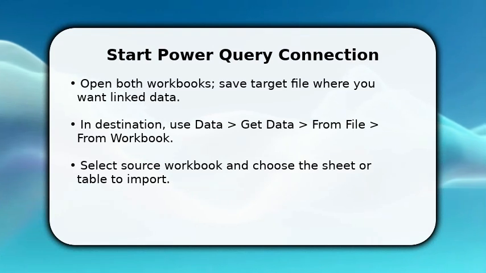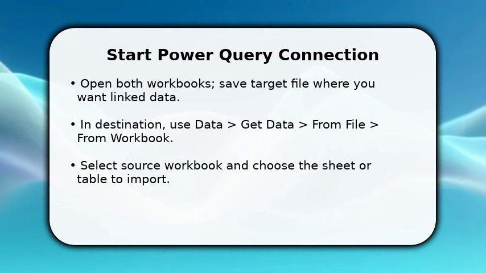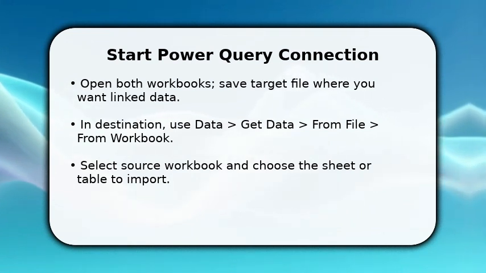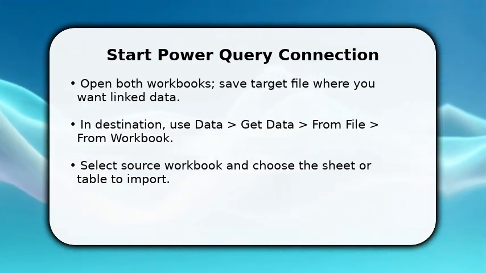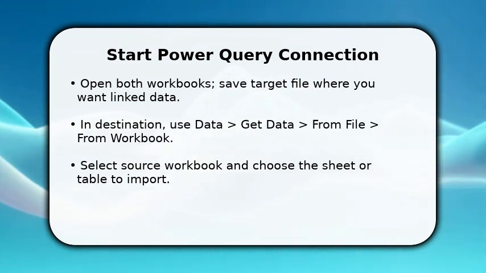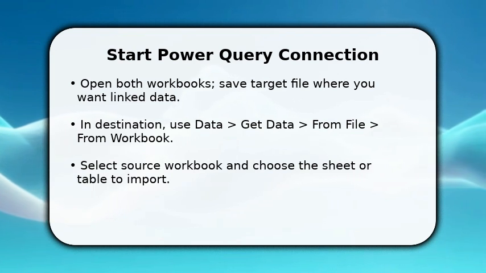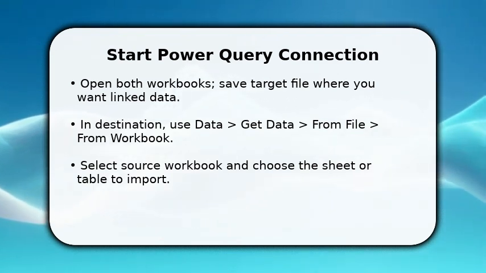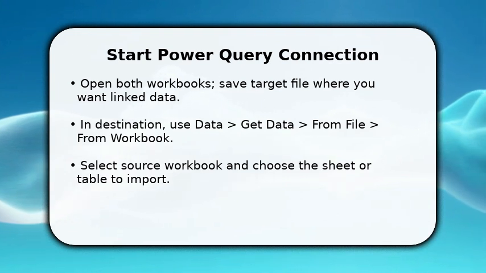Enjoy the video. You begin by opening both files and saving the destination where linked data will live. In the destination workbook, go to Data, Get Data, from File, then from Workbook. This creates a managed connection. Select the source file and pick the sheet or table you need. You do this so Excel handles references cleanly and updates reliably.